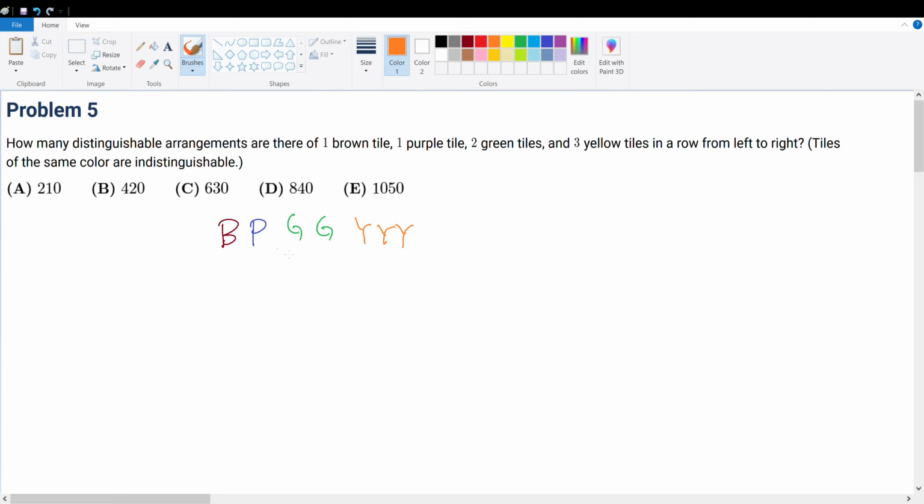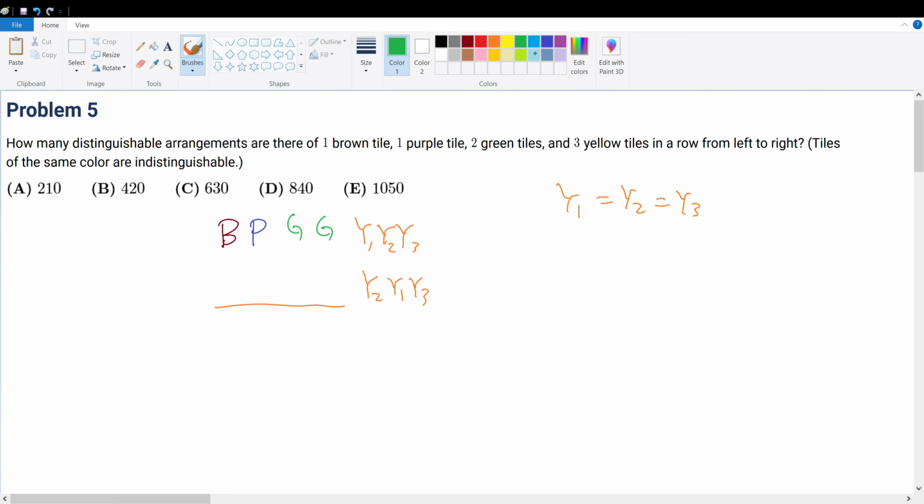Now, let's consider, for example, the yellows. I'll call them yellow 1, yellow 2, yellow 3. Let's say I changed it into yellow 2, yellow 1, yellow 3, and all the rest remain the same. Would this combination be distinguishable from the original? The answer is no, because yellow 1 is equal to yellow 2 is equal to yellow 3. They're all the same color, so there's no way to distinguish them. You can only distinguish them based on the specific order that they occupy.